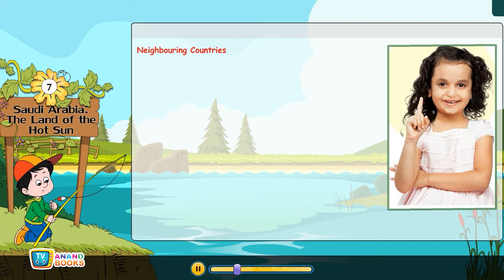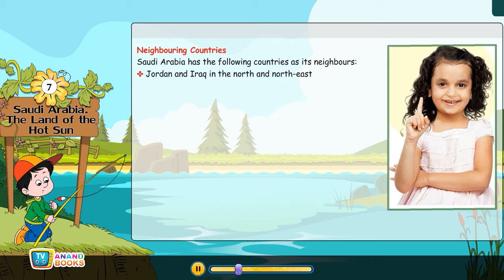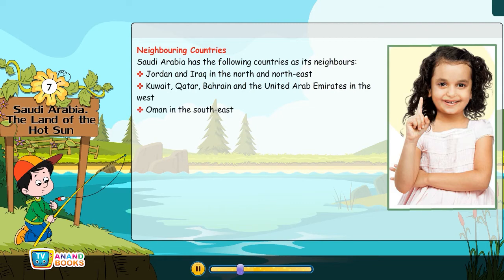Neighboring countries. Saudi Arabia has the following countries as its neighbors: Jordan and Iraq in the north and northeast, Kuwait, Qatar, Bahrain, and the United Arab Emirates in the west, Oman in the southeast, Yemen in the south.